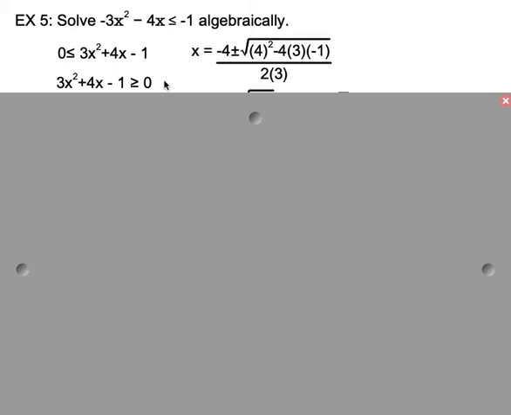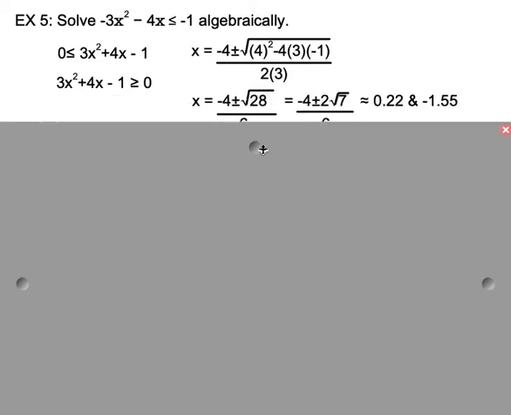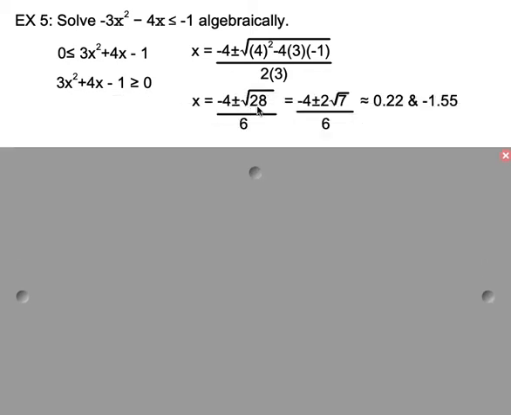Now, I can then factor, or I could FOIL, or I could complete the square, but I decided this one I'm going to use the quadratic formula. So x equals -b plus or minus the square root of b squared minus 4ac all over 2a. I substituted that in. I simplified it. I got the square root of 28. Well, we know the square root of 28 is the square root of 4 times 7, so it's 2 square root of 7.